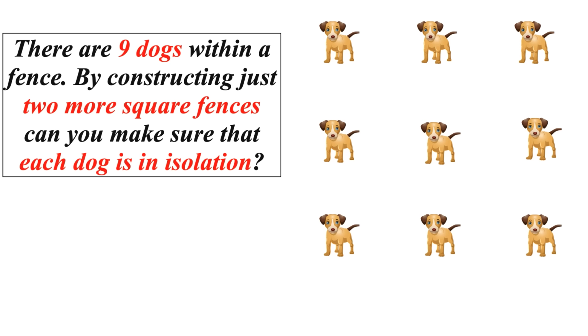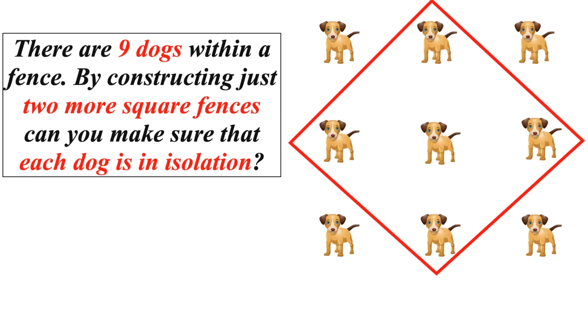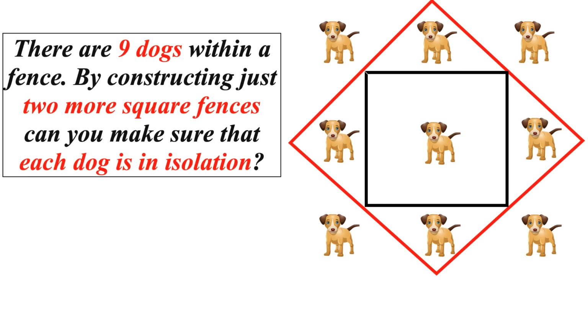Let's check the solution now. It might seem tricky at first, but there is a very simple way of working out the real answer. To solve this riddle, one just needs to draw a diagonal square and a straight square inside it. First, let's draw a diagonal square. Now, draw a straight square. As we can see now, by constructing just 2 square fences, each dog is in isolation. This is one of the most interesting riddles which requires out of the box thinking to achieve the correct answer.